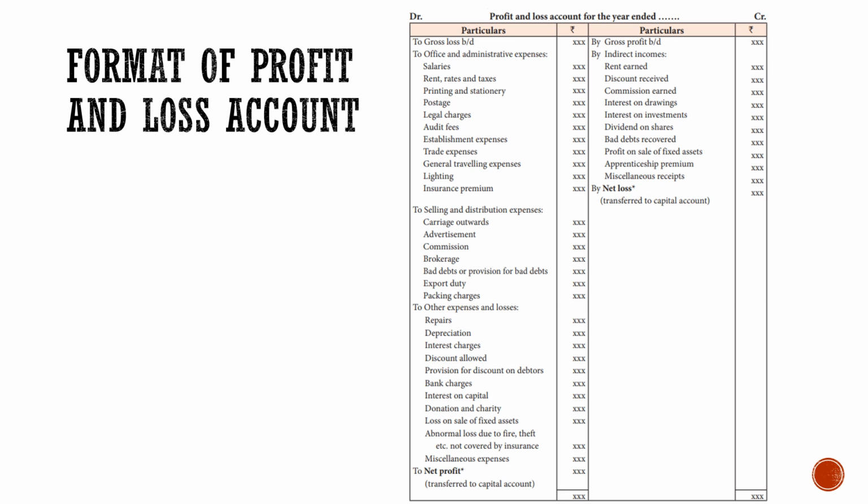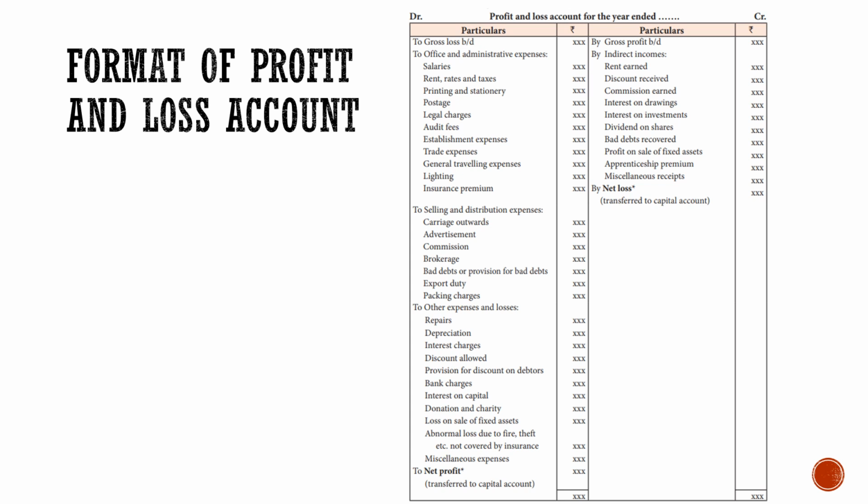All administrative expenses like rent, tax, legal charges, audit fees come under administrative expense. Then selling and distributive expense: this all comes under commission, brokerage, or bad debt. And other expenses like repair, depreciation, interest charges, or discount. So this all comes in the debit side. In the credit side we have indirect income, that is rent earned. So this is indirect expense and this is indirect income.